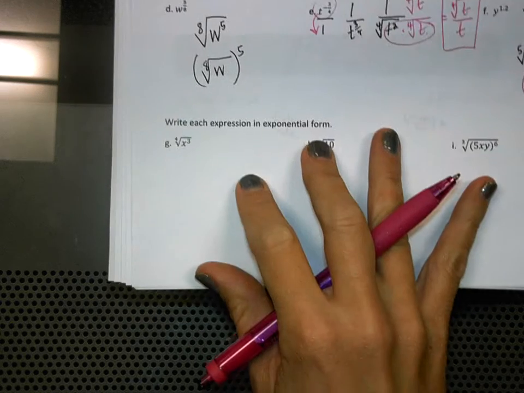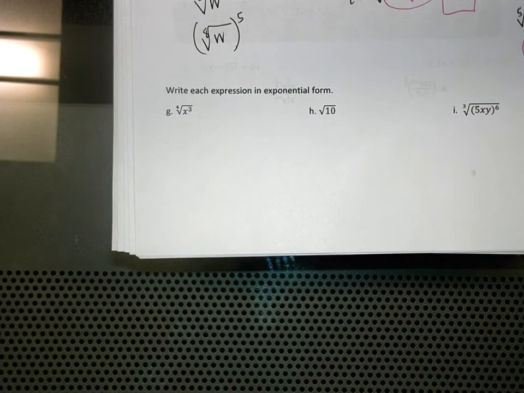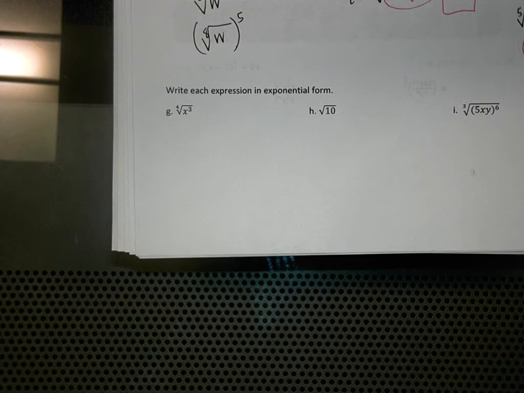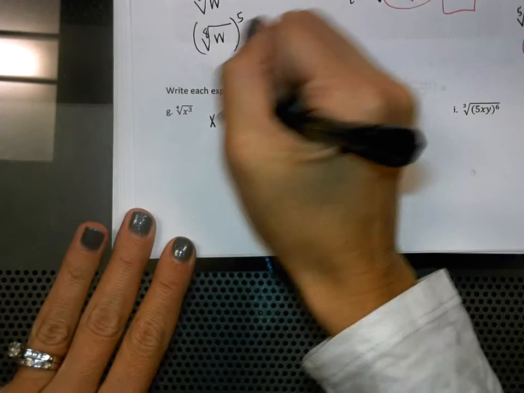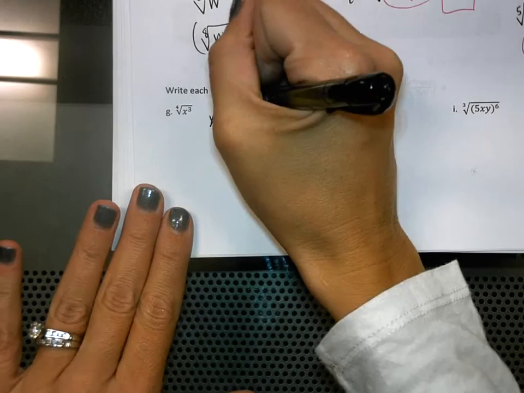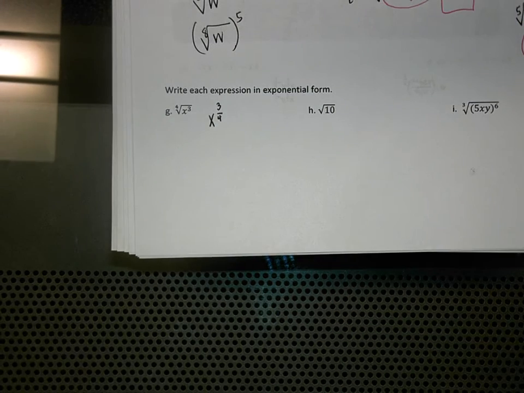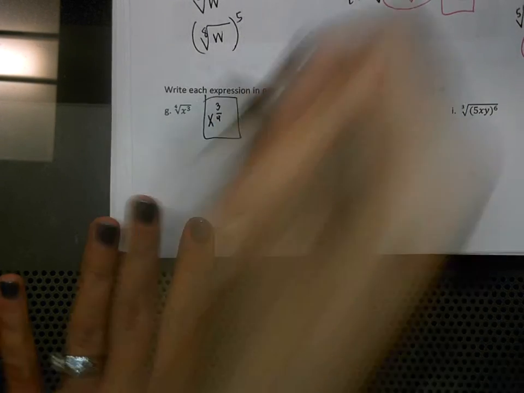Okay, so now they want us to write each expression in exponential form. So we're going to change it from root form and then just write it in exponential form. So what number goes in the bottom of the exponent? Good, your index, the 4. So this is x to the 3/4. Can that reduce at all? No, that's my answer. Okay, do h.